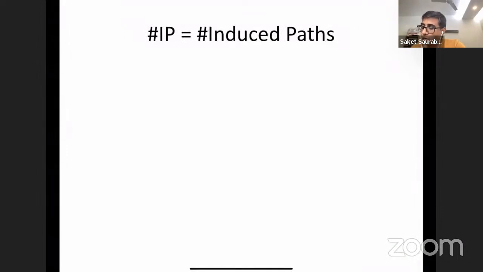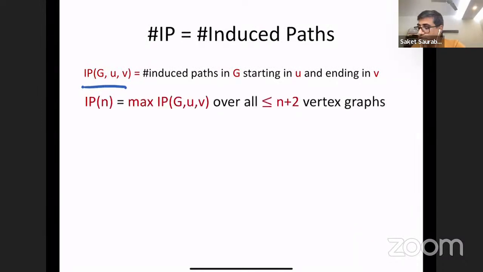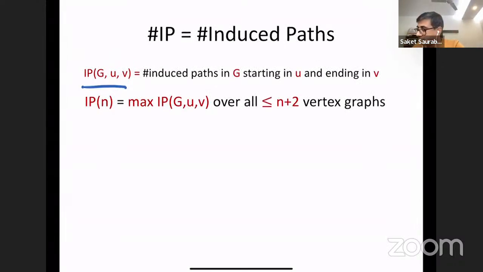Okay, so what does IP denote? It denotes the number of induced paths. Let's say this number denotes induced paths in G that start in U and end in V. So what is IP of n? It is the maximum number of induced paths possible over all n plus 2 vertex graphs, right? And of course, starting with U and ending at V.